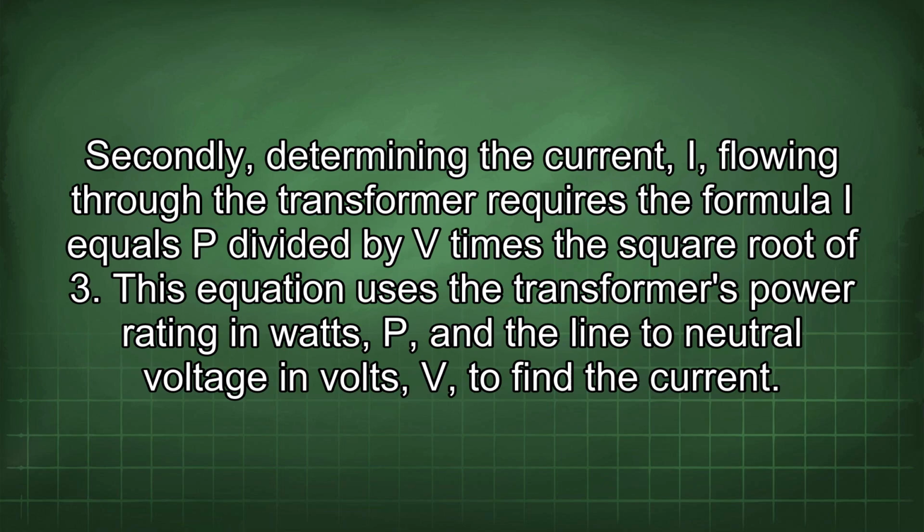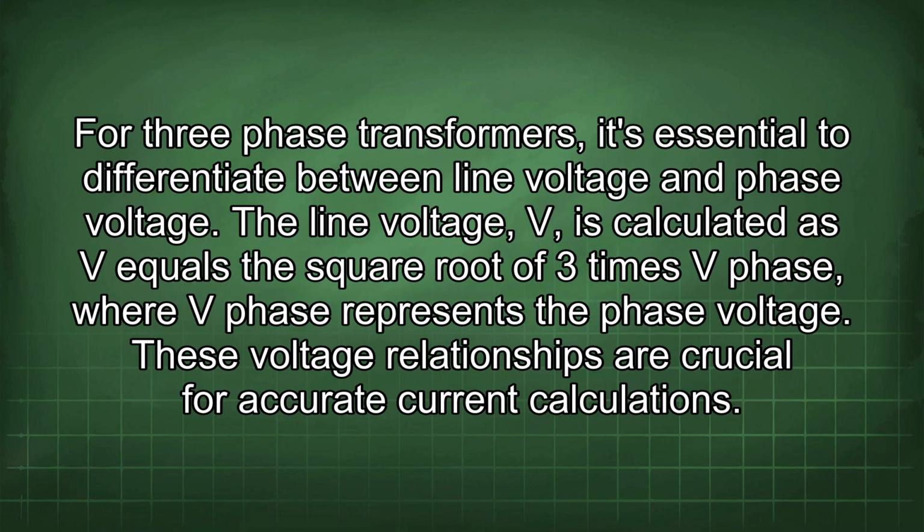Secondly, determining the current I flowing through the transformer requires the formula I equals P divided by V times the square root of 3. This equation uses the transformer's power rating in watts, P, and the line to neutral voltage in volts, V, to find the current. For three-phase transformers, it's essential to differentiate between line voltage and phase voltage. The line voltage, V, is calculated as V equals the square root of 3 times V phase, where V phase represents the phase voltage. These voltage relationships are crucial for accurate current calculations.